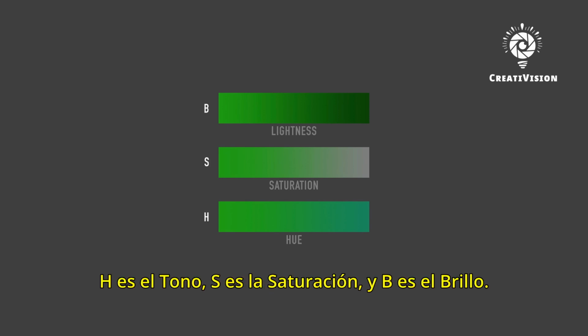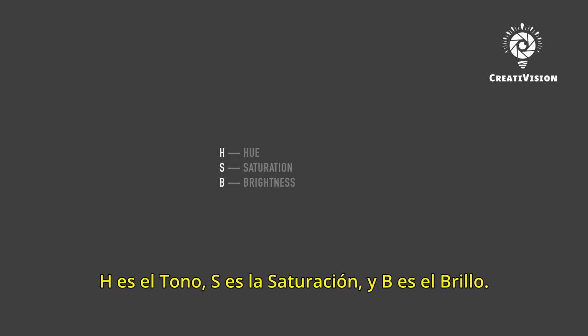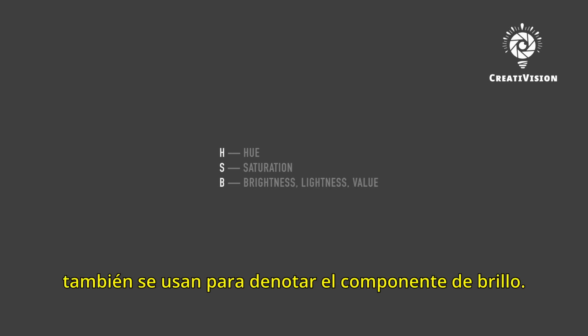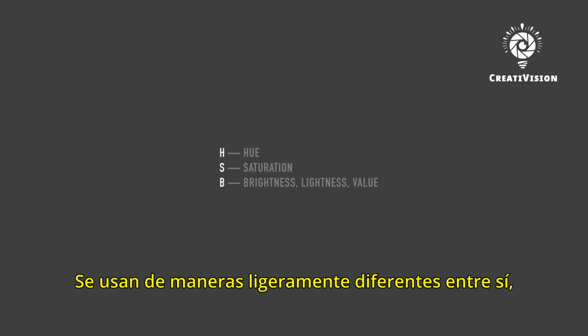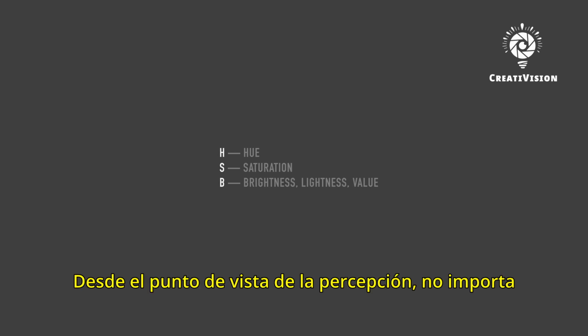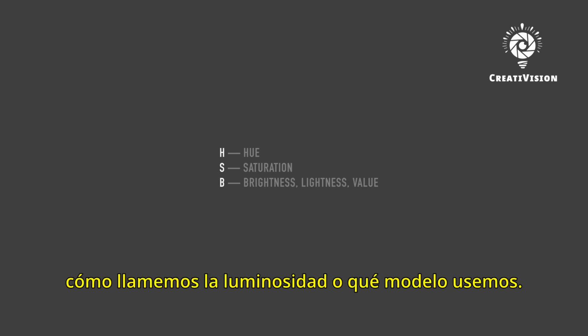Let's recap. H is hue, S is saturation, and B is brightness. In English, the terms lightness and value are also used to denote the brightness component. They are used in slightly different ways from each other, but essentially similar colour models. From the perception point of view, it is not important how we call lightness and what model to use.